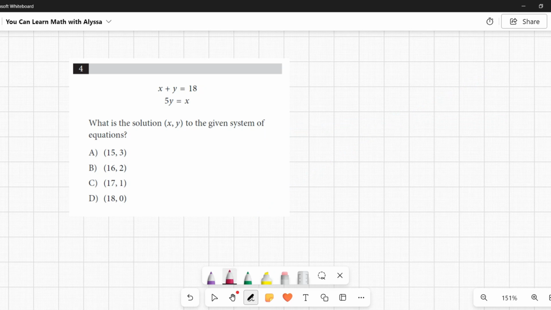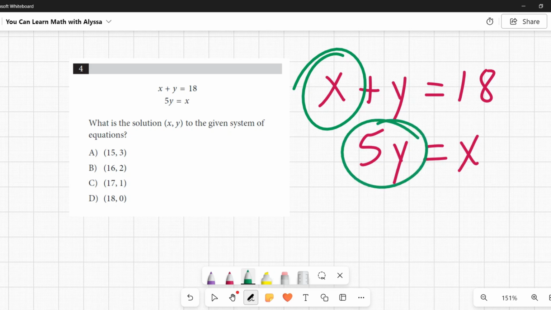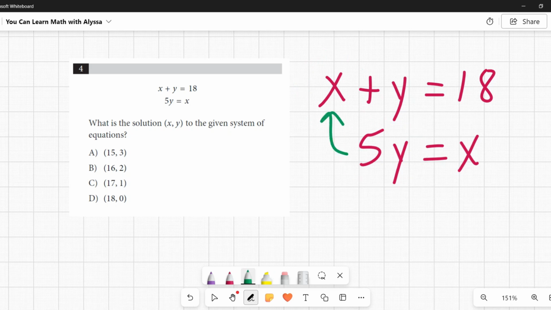So if we do this mathematically instead of graphically, I'm going to do substitution because that 5y equals x seems like a perfect candidate for substitution. So wherever there's an x up here, I'm going to substitute 5y. So I'm going to put it in right there. So now I have 5y plus y equals 18. I'm going to write this down here.